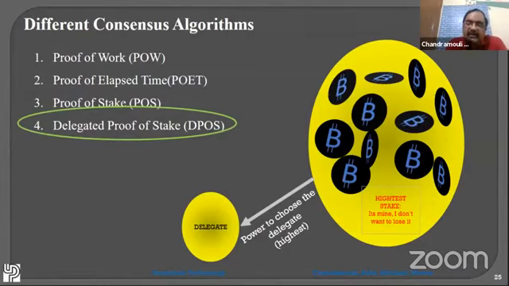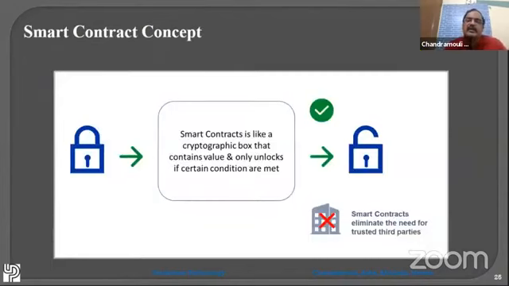I can delegate. For example, I have the highest stake. I can delegate somebody else to add a block, right? So the power to choose the delegate is highest as long as I have the stake. The delegated person will go and authorize the block, right? That is called delegated proof of stake. Like this, we have a number of consensus mechanisms. Based on the consensus, any blocks can be added to the blockchain.